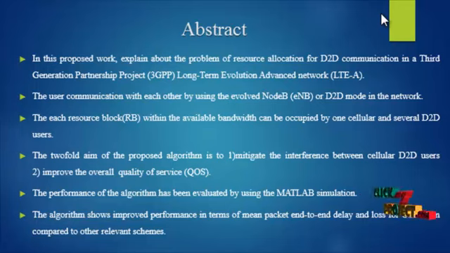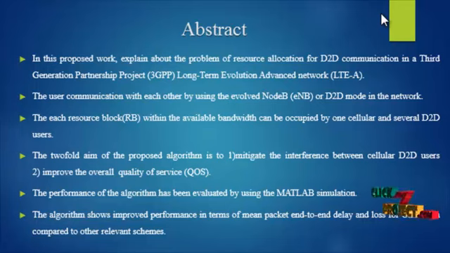The users in the network can operate either in traditional cellular mode, communicating with each other via the evolved NodeB, that is the eNB, or in D2D mode, communicating with each other without going through the eNB. In the considered model, the D2D users and cellular users share the same radio resources. Particularly, each resource block, that is RB, within the available bandwidth can be occupied by one cellular and several D2D users. Hence the problem of interference management is crucial for effective performance of such a network.